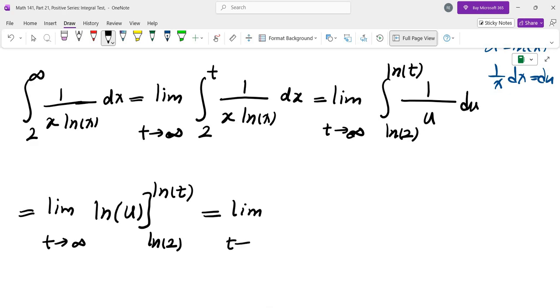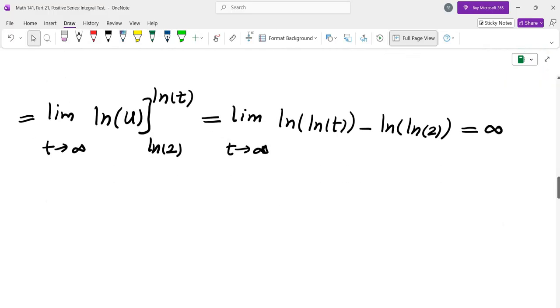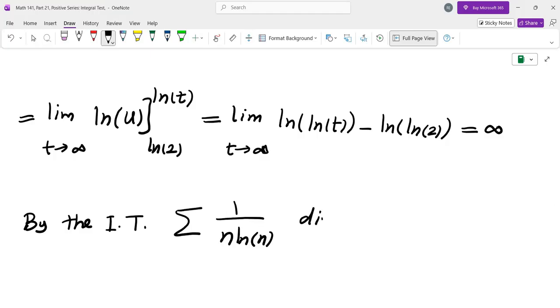Let's see what we get. So as t goes to infinity, this is natural log of t minus natural log of 2. Okay, so natural log of 2 is a finite number. As t goes to infinity, natural log of t goes to infinity, which means natural log of that also goes to infinity. So by the integral test, the given series diverges.